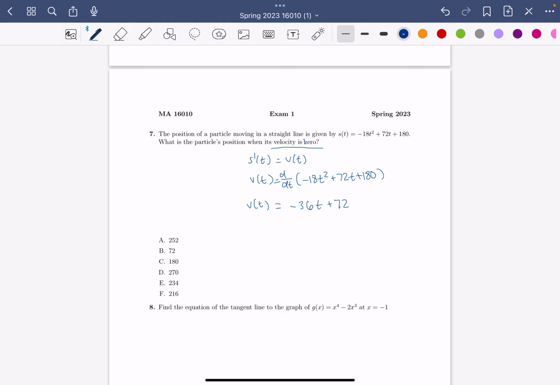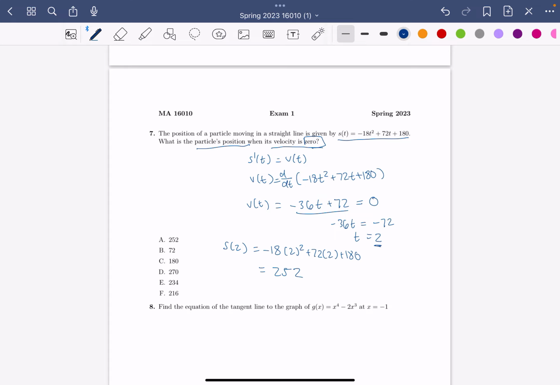Now we're trying to find it when the velocity is 0, so we just set this equation equal to 0. If we solve, we have negative 72 equals negative 36t, t equals 2. Now to find the particle's position, we would plug this time value back into the original position equation. So s(2) equals -18(2)² + 72(2) + 180. When we plug that into our calculators, we get 252 as our answer, or A.